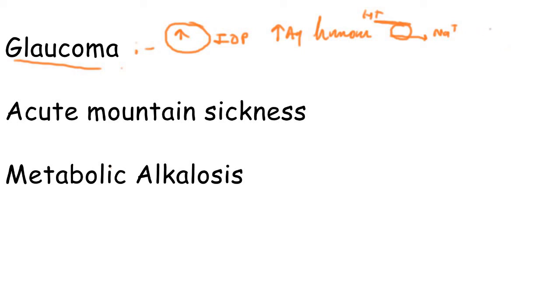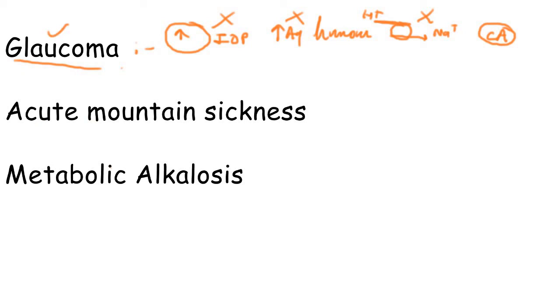So as a result of the inhibition of carbonic anhydrase via the acetazolamide, this pump will not function, and as a result of this the aqueous humor will not be increased and the intraocular pressure will not be increased. So therefore the acetazolamide is used in glaucoma.